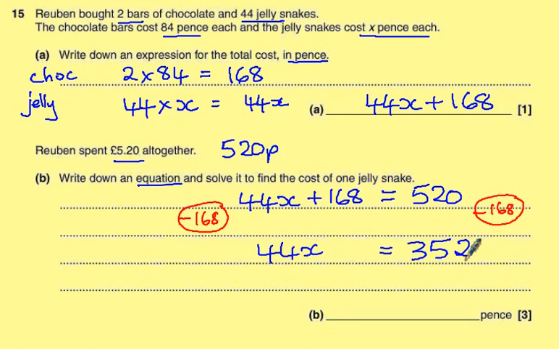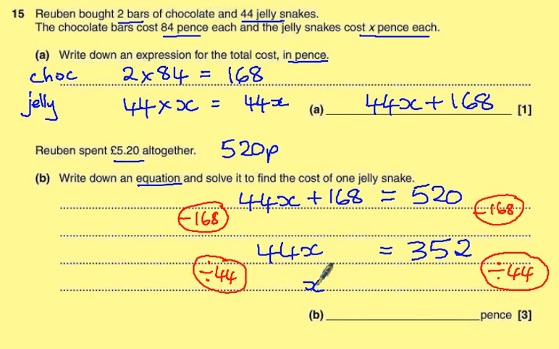Now we know that the jelly snakes, so we took away the cost of the chocolate bars there, so the 44 jelly snakes cost 352 pence. So we want to find the cost of 1 jelly snake. What we need to do is divide the 352 by 44. We divide both sides by 44 because it's an equation and we balance it.